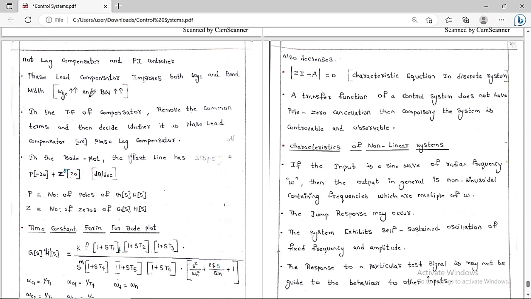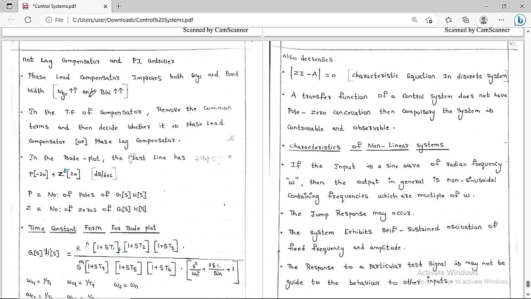Now we are going to discuss another point. The point is a phase lead compensator is going to improve both the gain crossover frequency as well as the bandwidth. It indicates that the gain crossover frequency increases as well as the bandwidth is also going to increase. In the case of phase lead compensator, it is going to improve only the transient response of the system. So therefore it is going to degrade the steady state response of the system.